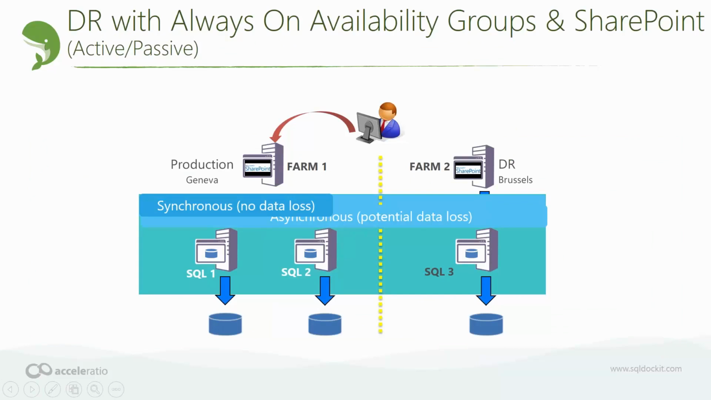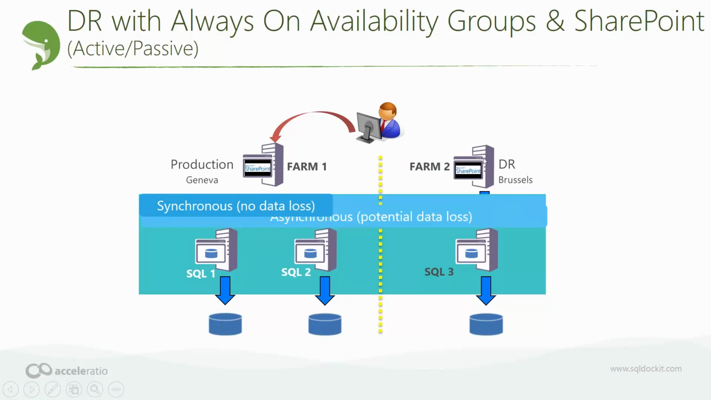That was HA, but we did prepare the fun for DR. Now let's focus on the big picture: DR, SharePoint, and Always On availability group. So in this case, we want to quickly recover, so we want a hot standby. And so in case of trouble in our main farm in Geneva, we want to be able to quickly switch, in terms of seconds, to our secondary farm, the DR farm in Brussels.